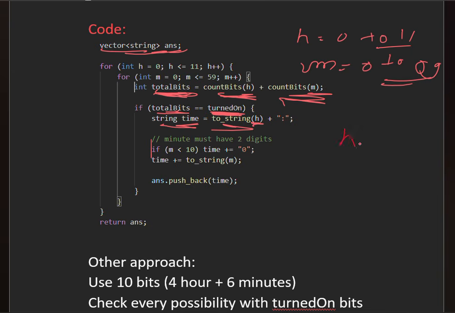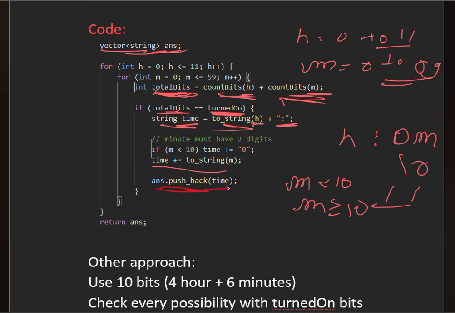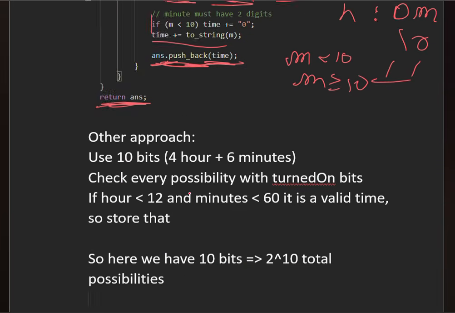First we convert the hour, then this colon. Then we are given that minutes should be a 2-digit number. So if minute is less than 10, then we add a 0 here and then convert the minute to a string. Else if minute is greater than or equal to 10, then we can directly store it, like 10, 11, right? So that's what we are doing here, and then we are pushing the time into the answers vector, and at the end we return the vector, right?